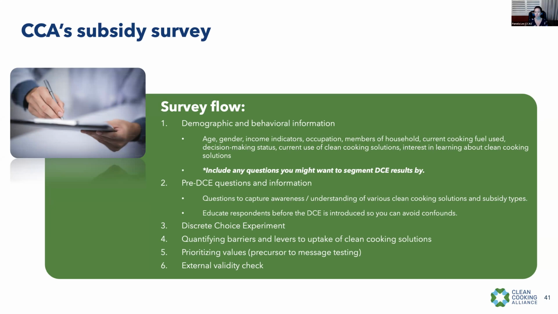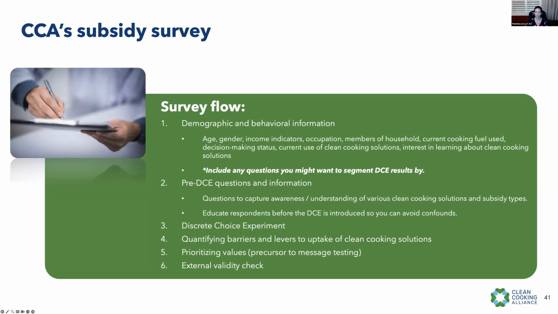You would have selection criteria. For example, in the urban area in Nairobi, we are only surveying people that don't currently use LPG because the study is focused on uptake of an LPG stove. So you'd have the selection criteria that makes the discrete choice experiment meaningful and doesn't introduce confounds.